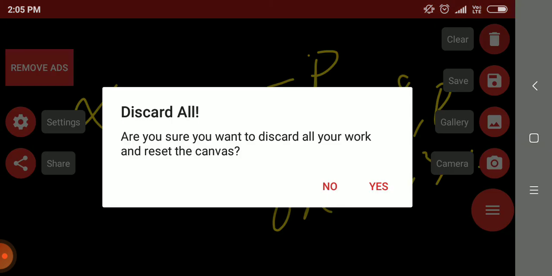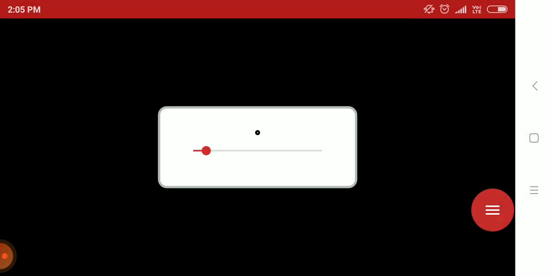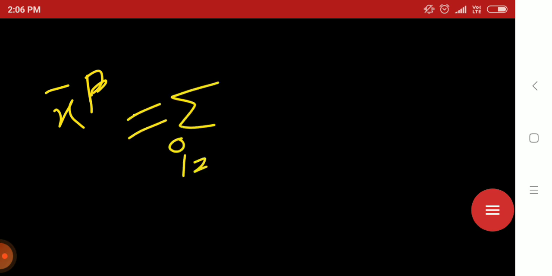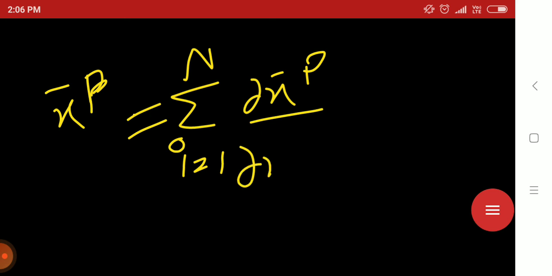Then we can write xp bar equals summation over i equals 1 to n of del x bar p by del x i times x i. This is the relation. The number of partial derivatives in the transformation rule is defined as rank.